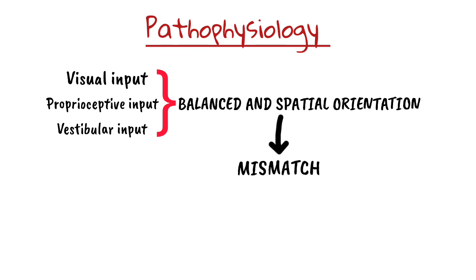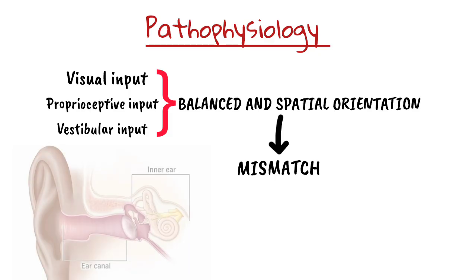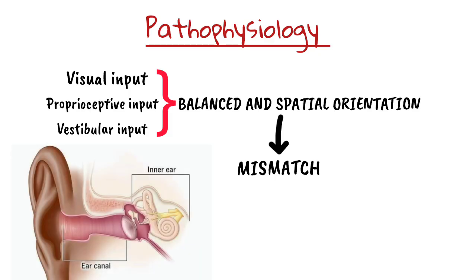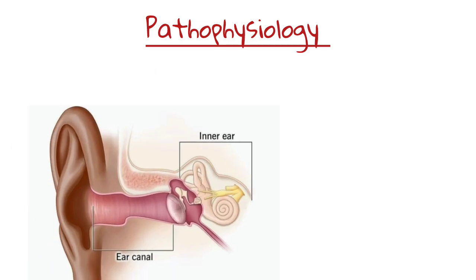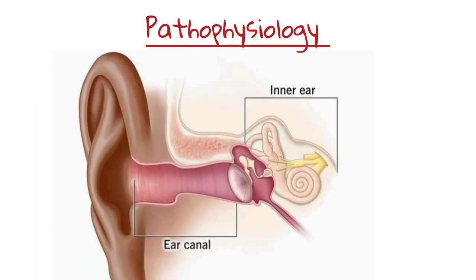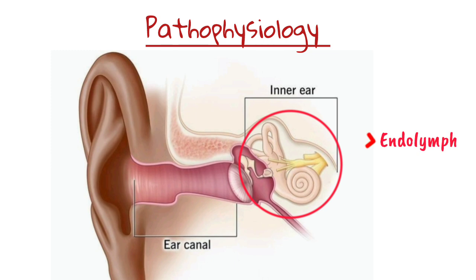Vertigo arises when there is a mismatch between these sensory inputs, especially when the vestibular input disagrees with the visual and the proprioceptive signals. The vestibular system located in the inner ear is the most important structure to understand when studying vertigo. The vestibular apparatus contains three semicircular canals, each positioned in different planes to detect different types of head movements. These canals are filled with fluid called endolymph.